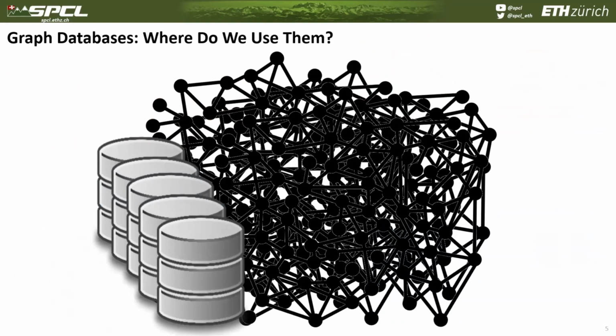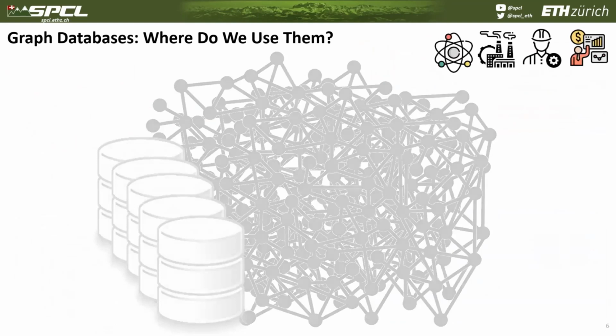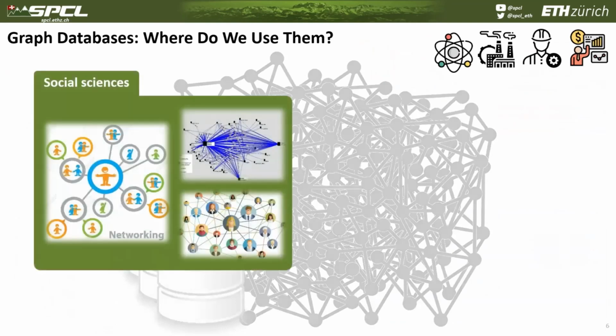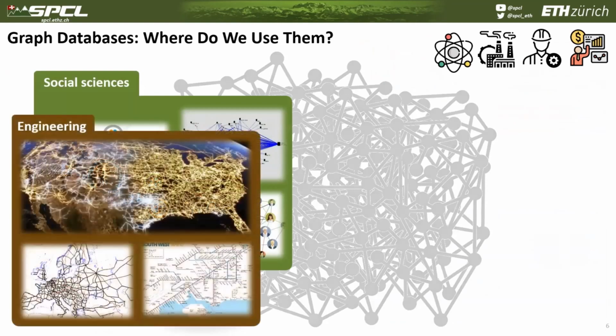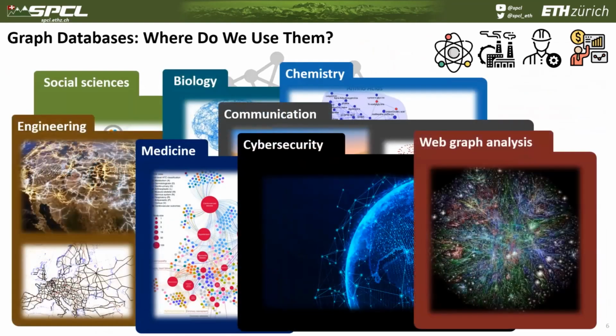So let's take a look at where we use graph databases. They are heavily used across essentially all of the parts of academia, industry, and business, specifically in fields such as social sciences, engineering, biology, and many, many others, even in cybersecurity or medicine.